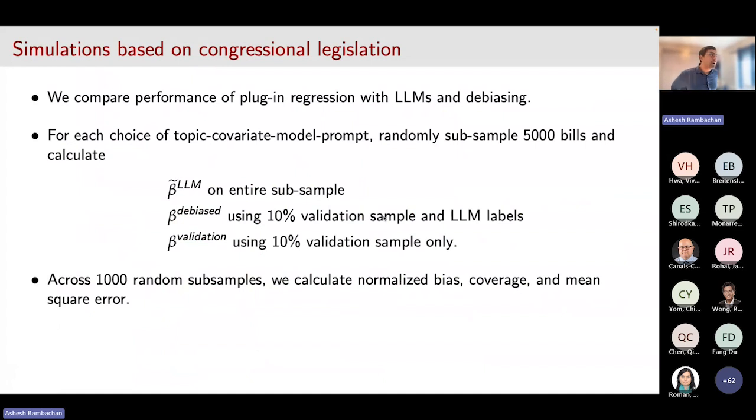What I'm now going to do is compare reporting beta tilde LLM, reporting this beta debiasing where we use a 10% validation sample and language model labels on the remaining 90% of the data, and a validation estimate that only uses the 10% validation sample. These results are quite stable as you vary the size of the validation sample as well. And there have been recent results to think about the choice of that as well.